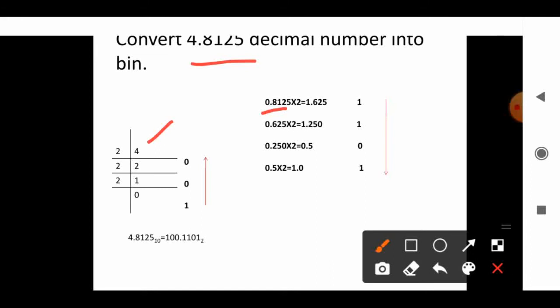So 4 here, number 2, 4 is divided by 2. What is the remainder value? 0. Here 2 is divided by 2. What is the remainder value? 0. After that 1 divided by 2, it is 0. The remainder value 1. So what is the value of the integer part of 4? 100.